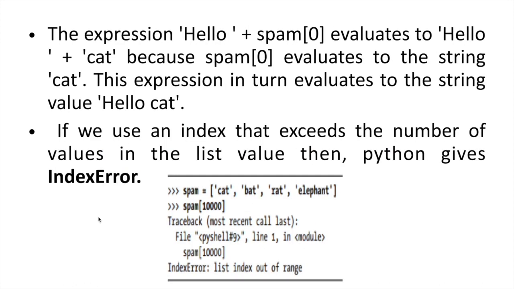Now the next is, what is index error? Index error means if you use an index that exceeds the number of values in the list, then Python gives index error. For example, here how many values are there in the list? We can see we have four values: cat, bat, rat, and elephant. So we have four values, but I am trying to access spam[10000]. Definitely, it is not possible. My list contains only four elements, but you are trying to access the 10,000th element in the list. So it is going to print an error, that is index error, because that many elements are not present in my list.